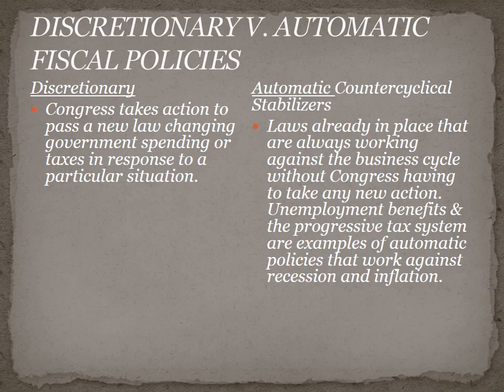Great. Then we have a couple sets of key terms that we're going to want to be familiar with. So discretionary versus automatic fiscal policies. So far, I've just been talking about discretionary fiscal policies. Discretion means to have good judgment. So discretionary fiscal policy is when Congress uses its discretion, its good judgment, to pass a particular new change in spending or taxes or transfer payments in response to a particular situation, in response to a particular problem.